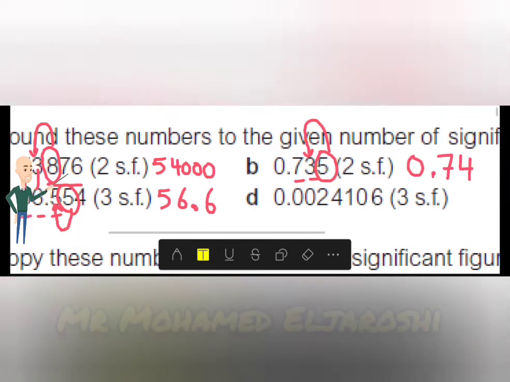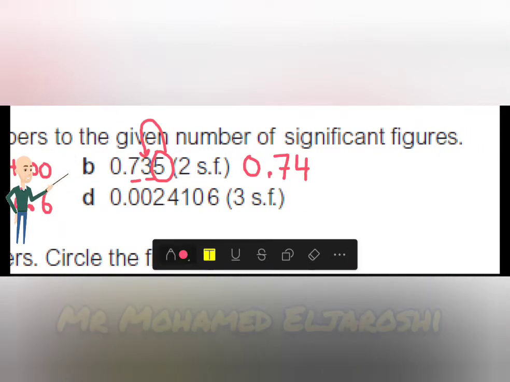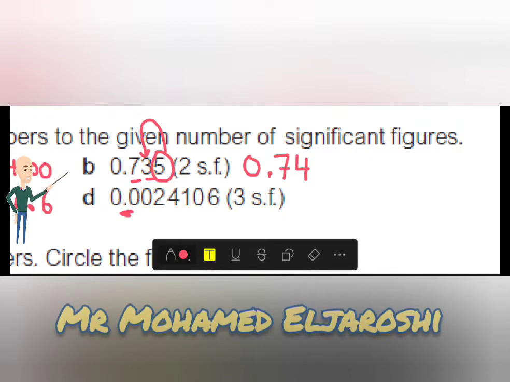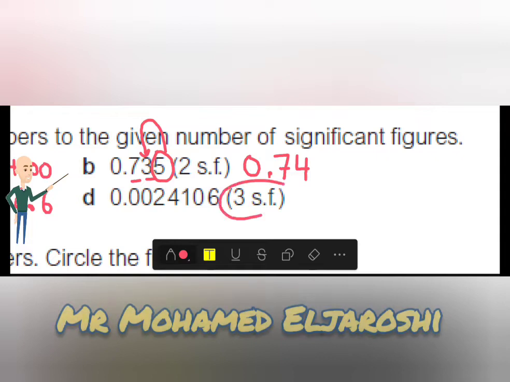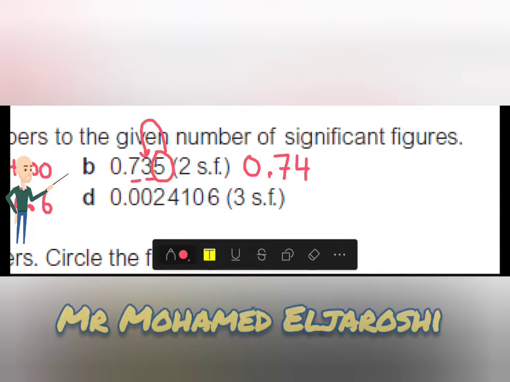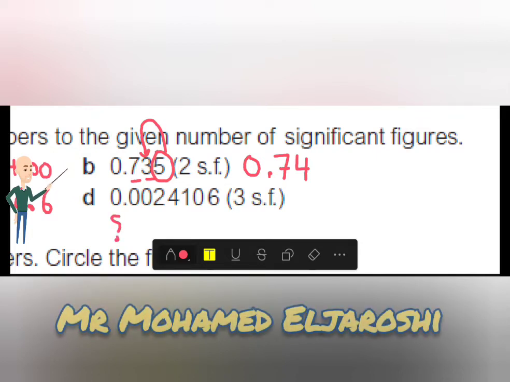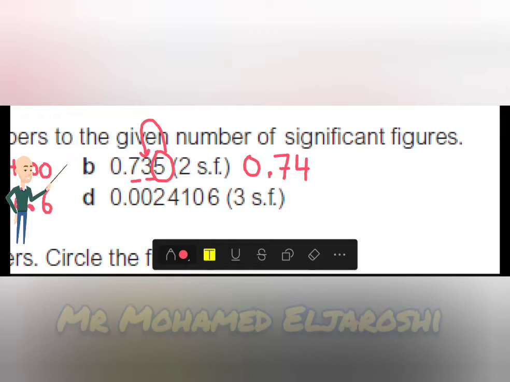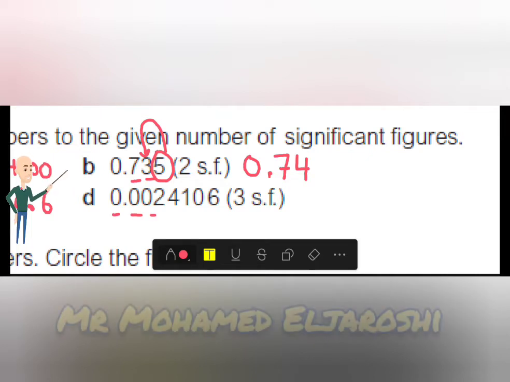Now let's take a look at the last one here, D. Question D, we have a decimal point, so you have to focus on that. Now they want three significant figures, so three numbers. When we start counting, do we count the zeros? No, we don't count the zeros. Very good. So we skip these three zeros, but we have to write them in the answer.